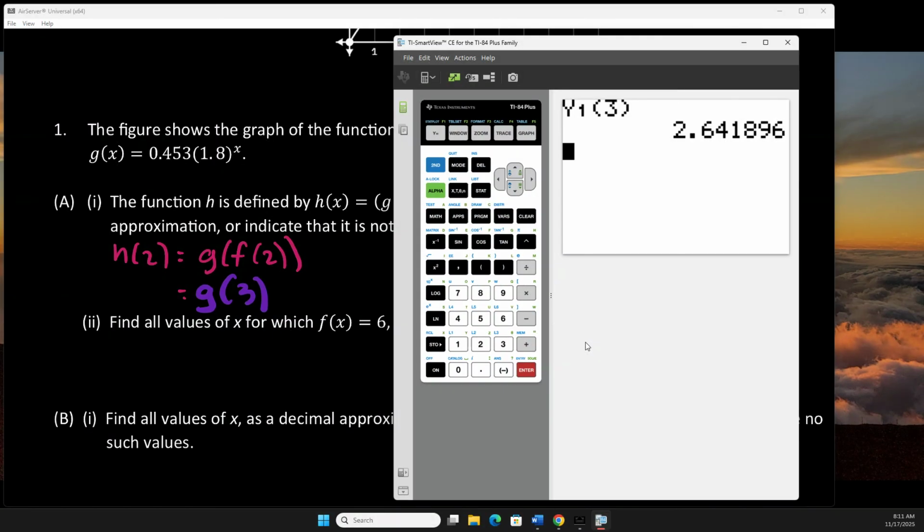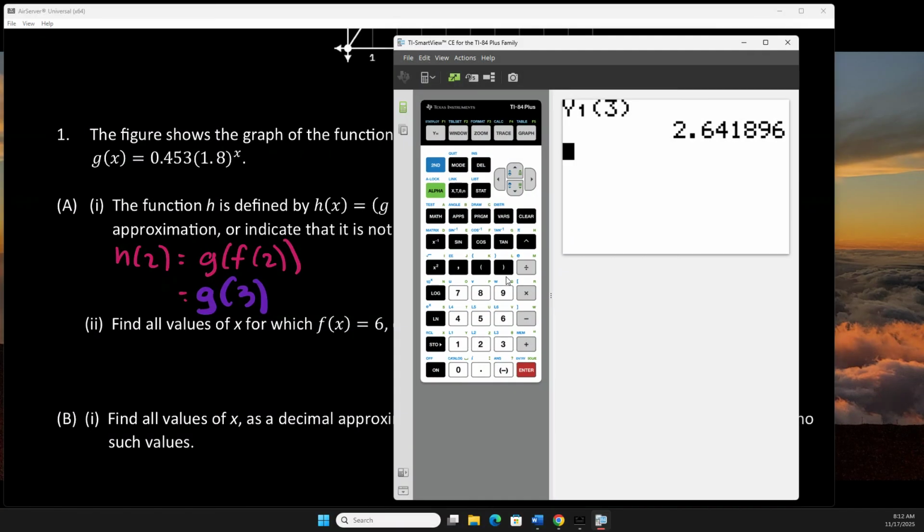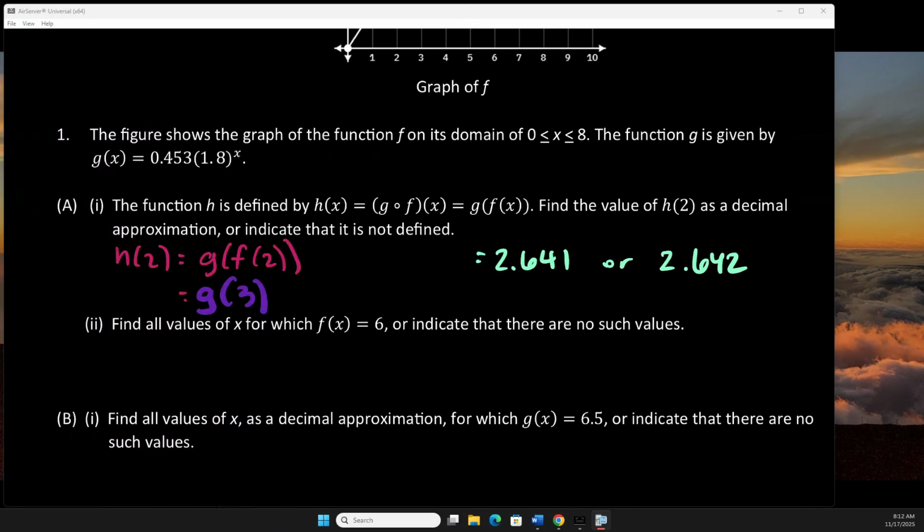And then we need to make sure that we are accurate to 3 decimal places. So we can either give the answer as 2.641, which is perfectly acceptable, or 2.642. Or if you wanted to, you could go to all the decimal places, or you could go to 4. But you need to just make sure your first 3 decimal places are accurate.